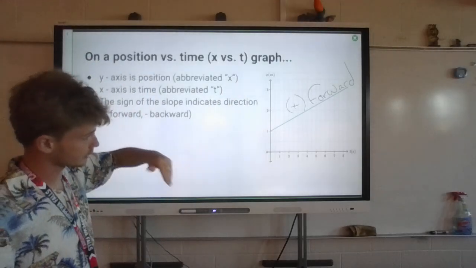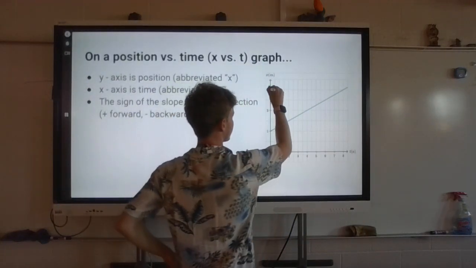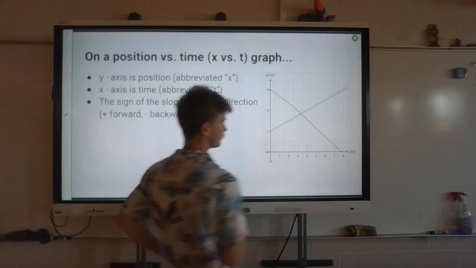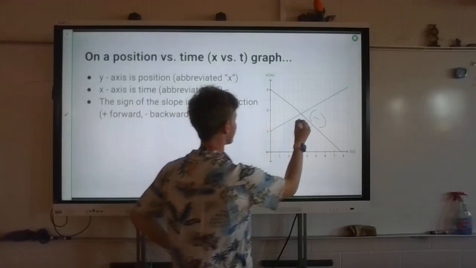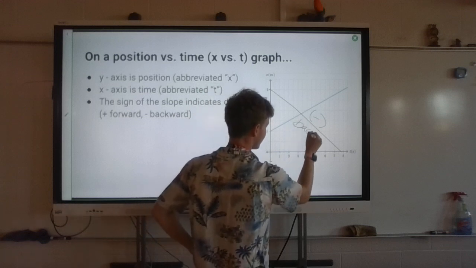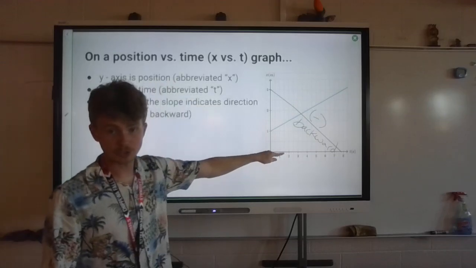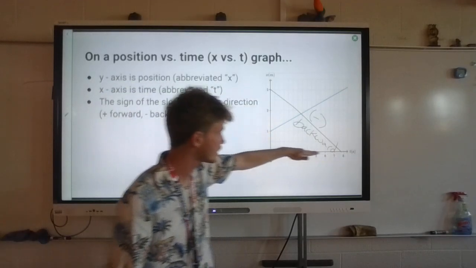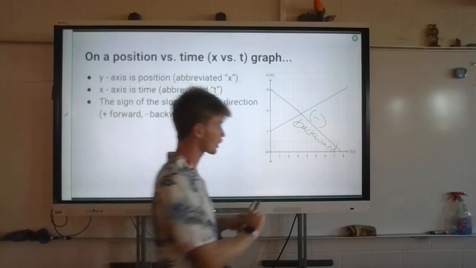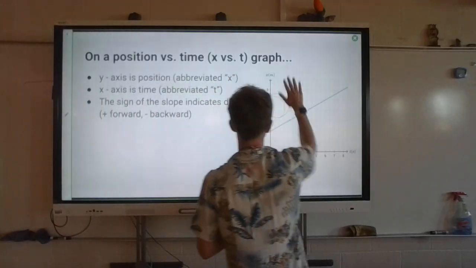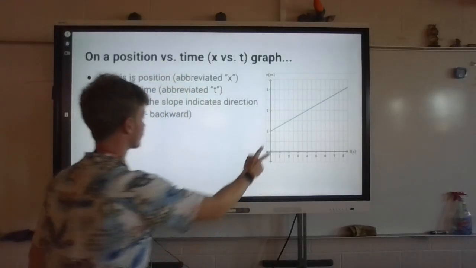Now, if it's going down instead, let me erase this. Let's say you have a different line and it's starting to go down. This one has a negative slope, it's going down, and this means you're heading backwards. You're heading back to your starting line. Remember, this is all in reference to your starting line, which is 0 meters. If you're heading towards 0 meters, you're heading to your starting position. So make sure to get that down. If it's a positive slope, you're going forward. If it's a negative slope, you're going backward.